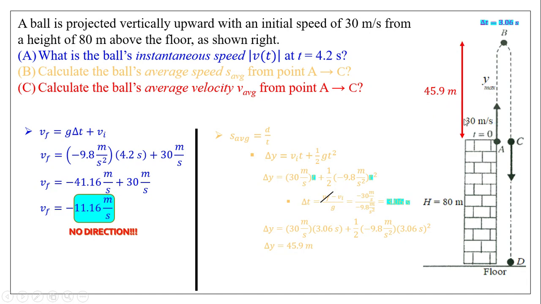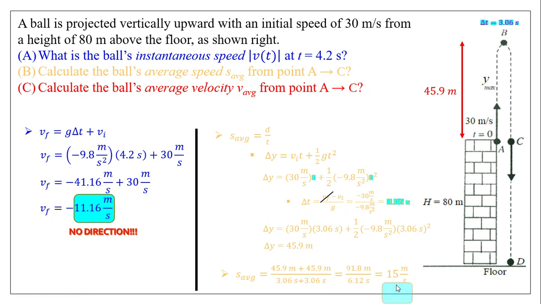Therefore, it's going to fall back the same distance. So to find average speed, I would just double my distance, or I can just add the same value: 45.9 plus another 45.9. So on the way up, on the way down, time on the way up, time on the way down. If you add 45.9 with another 45.9, you get 91.8. And then the time here would just be 3.06 plus another 3.06, which is 6.12. Simplifying in the calculator, you get 15 meters per second.